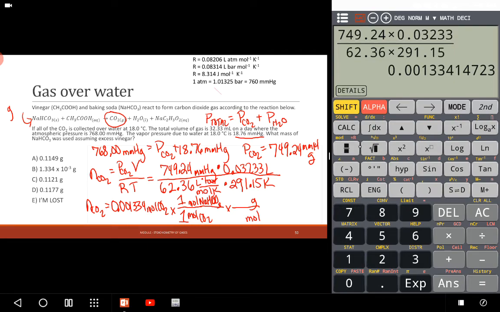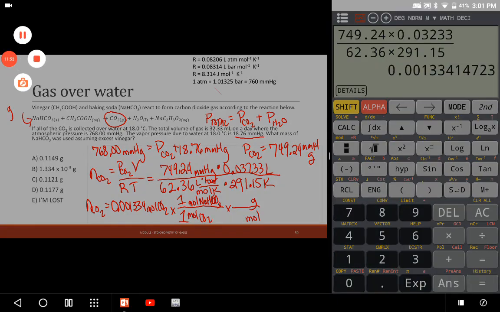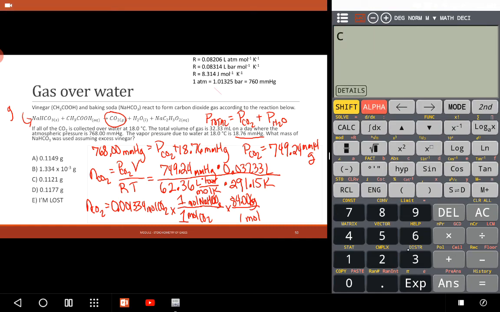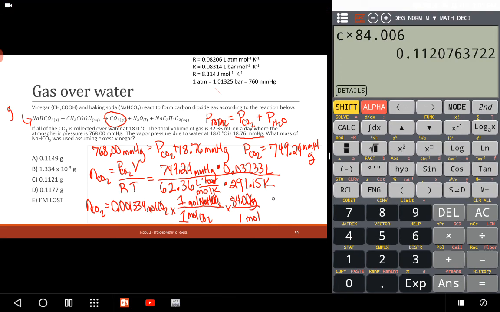And let's see, did I save that in my calculator from before? Let me find out. Okay, I couldn't find it in my calculator, but I did recalculate it. I stored my mole number as C, and so if I take my moles and I multiply that by 84.006, that's a 1, I should end up with my answer. And so that is 0.1121 grams of the sodium hydrogen carbonate.